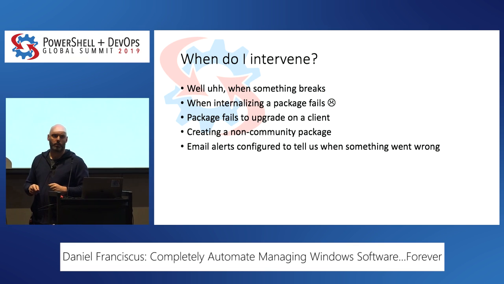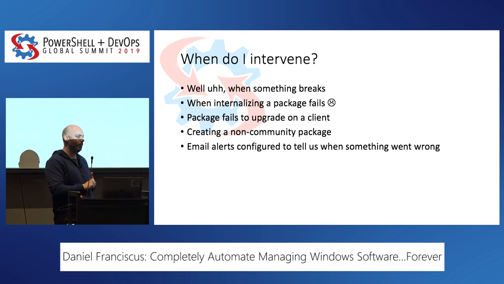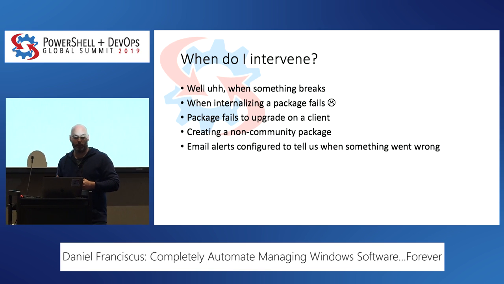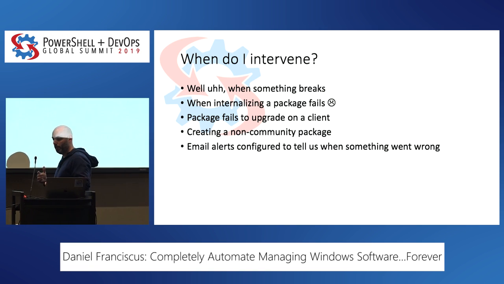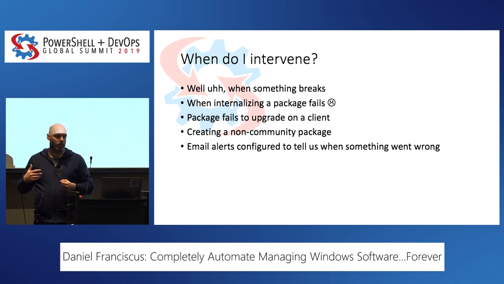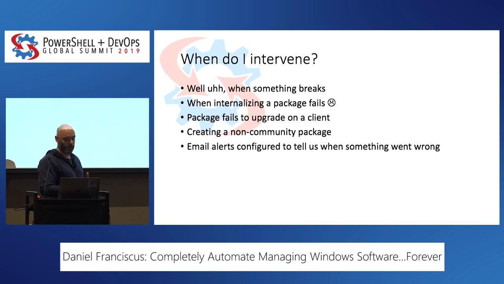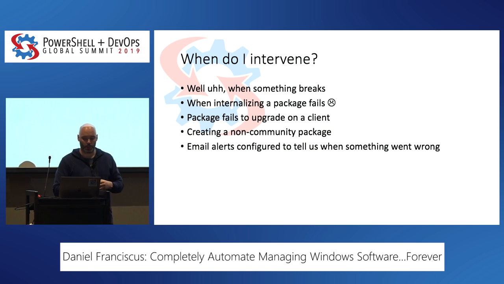Choco has a really good, I don't know if it's a module, but AU, which is automatic upgrade. So you can basically take a package and re-create it when a new version is released, pointing to any URL you want to use. I haven't really used it much, but it looks pretty cool. And I usually email results of every upgrade job and every internalizing job, so I can see what's going on.